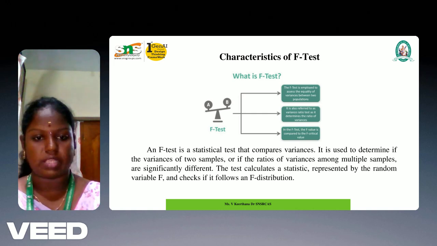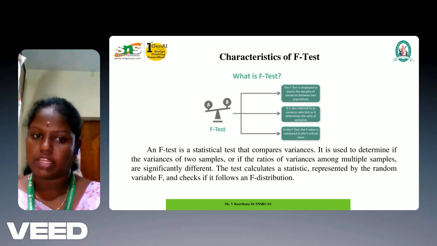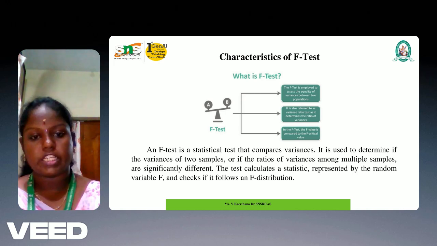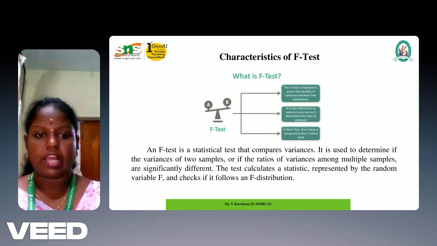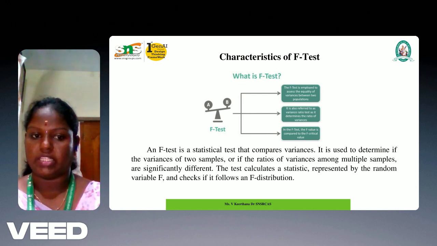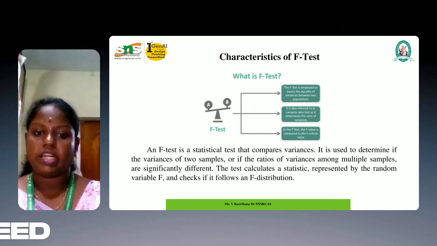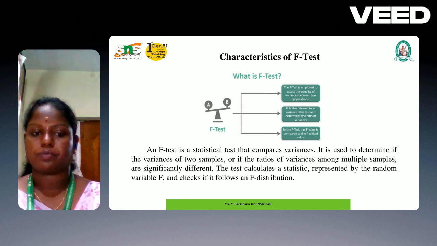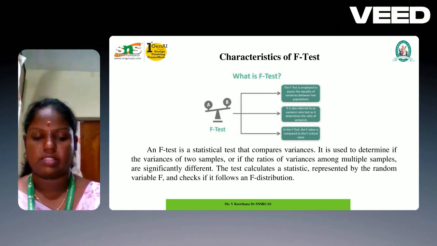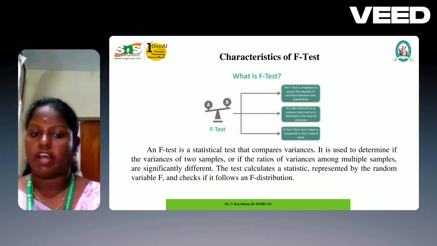F test compares variances, and also determines the variance of two samples, or if the ratios of variance among multiple samples are significantly different. The test calculates a statistic represented by the random variable f and it checks with an F distribution. Also, the F test is employed to assess the equality of variance between two populations. It is also referred to as the variance ratio test as it determines the ratio of variance. In the F test, the F value is compared to the F critical value.